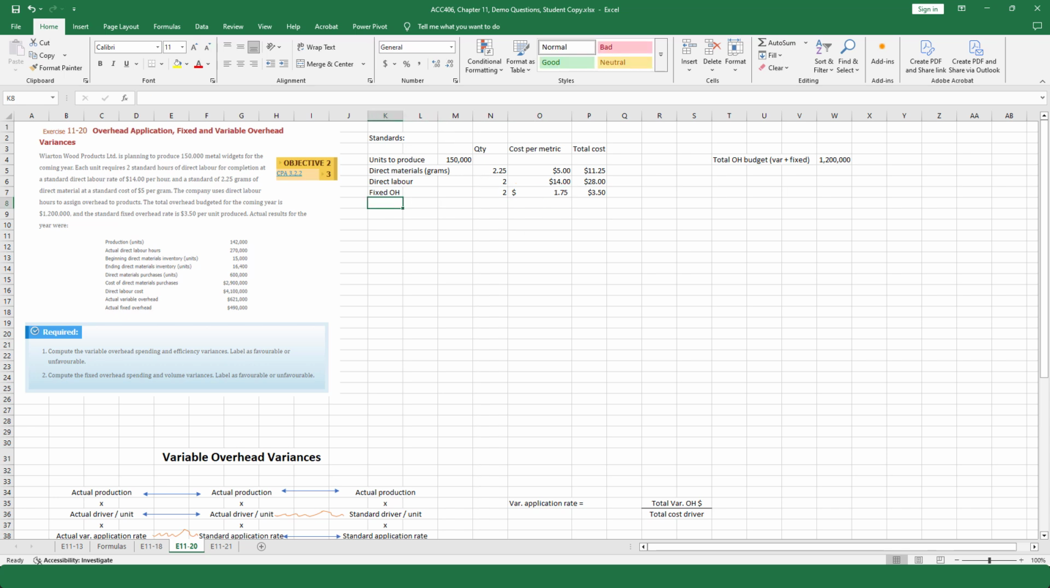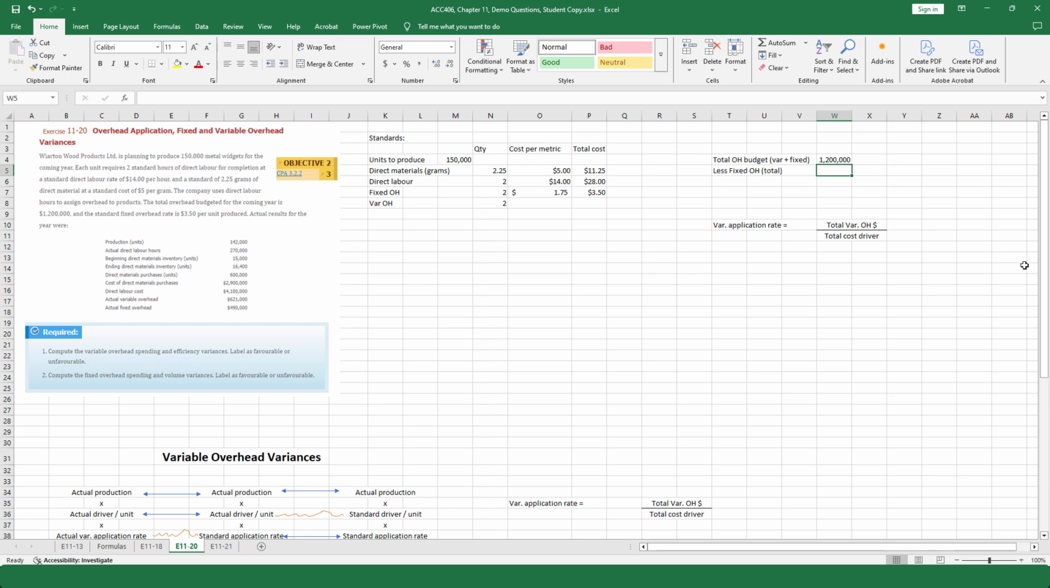So now I need the variable overhead. I know it's going to be 2 hours because they tell me that the company uses direct labor hours. So it's going to be 2. But I need the application rate, and I don't have it. So I'm going to have to use the calculation. I'm going to copy it up here. I need total variable overhead, but I only have variable and fixed. So I have to deduct the fixed overhead total.